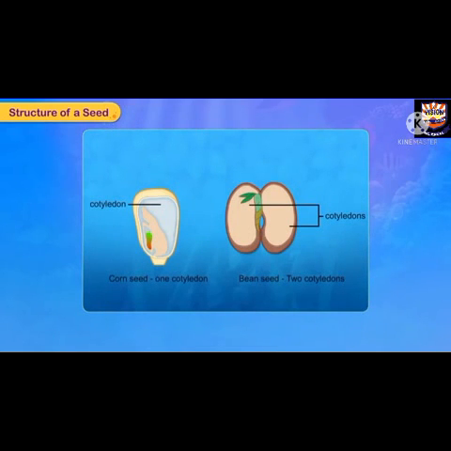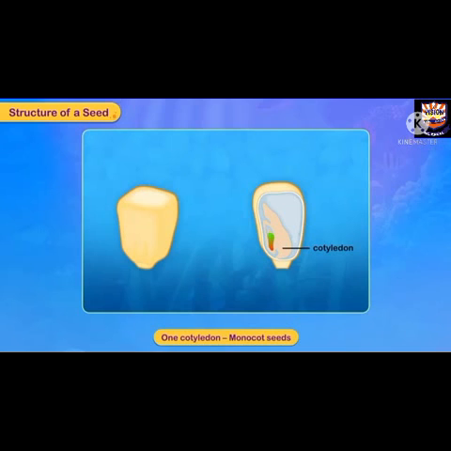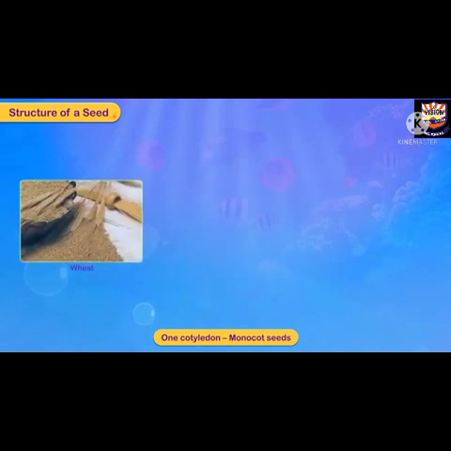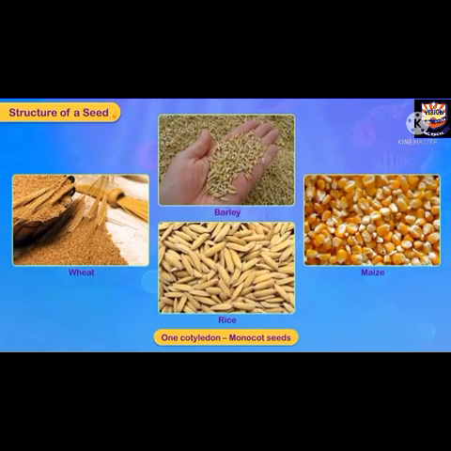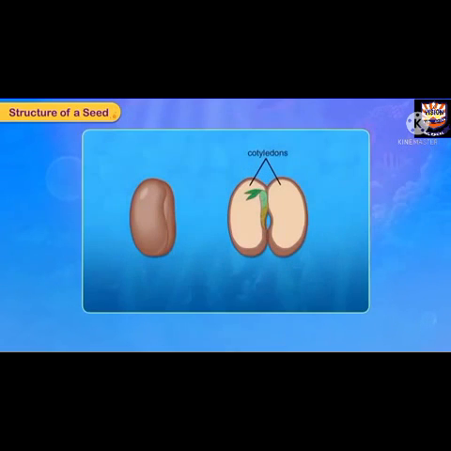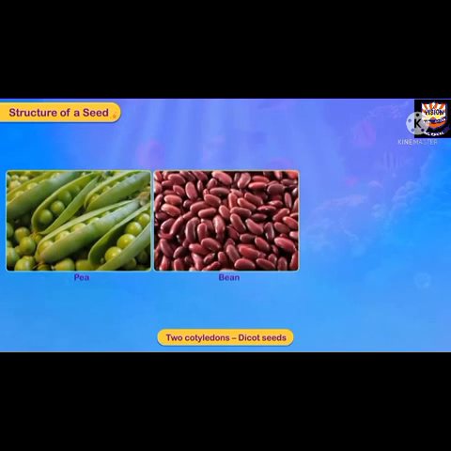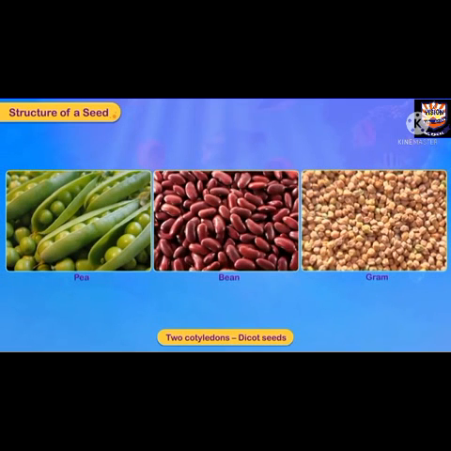Seeds are of two types: monocotyledon, that is one cotyledon, and dicotyledon, that is two cotyledons. One cotyledon seeds are commonly known as monocot seeds. Here are the examples of monocotyledon seeds, that is wheat, barley, maize, etc. Whereas two cotyledon seeds are dicot seeds, which have two seed leaves. Examples are peas, beans, and grams.